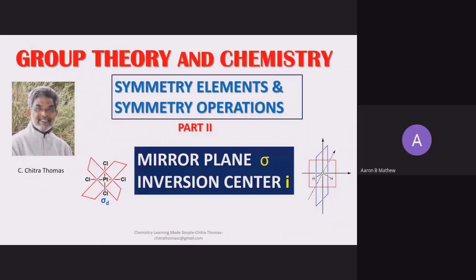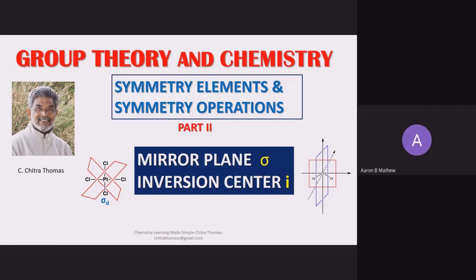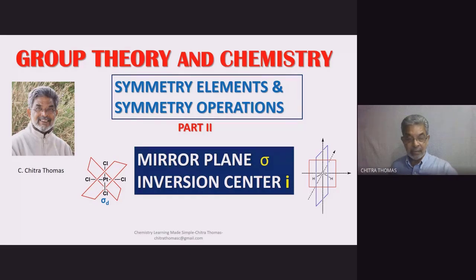Can I ask a doubt about the platinum PtCl4 2- ion? Sure. Sir, is there a possible axis perpendicular to that plane passing through the platinum atom? Yes, that is the C4 axis. I'll show you that. This is the C4 axis.